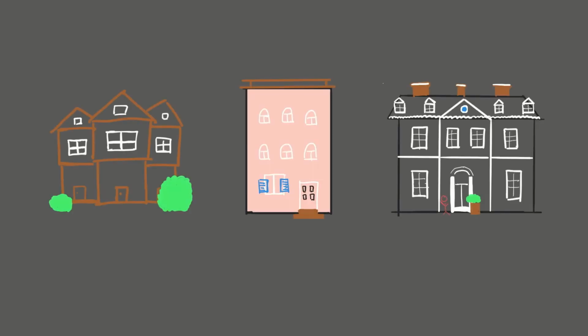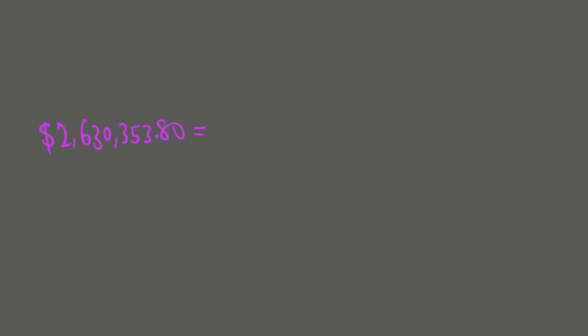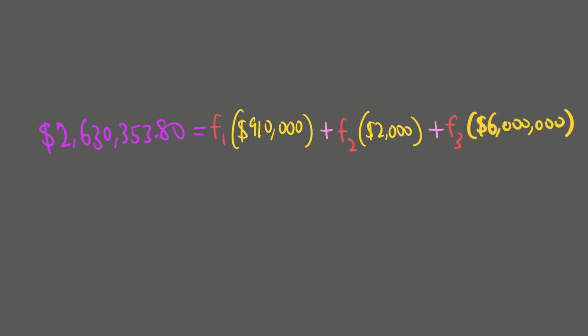From our last video, a townhouse costs $910,000, an apartment costs $2,000, and a mansion costs $6 million. We also know that our desired weighted average is $2,630,353.80. Thus, we have $2,630,353.80 equals F1 times $900,000 plus F2 times $2,000 plus F3 times $6 million. Remember, F1, F2, and F3 represent the weights in a general weighted average equation. Let's start with a problem where we have to solve for one unknown weight.